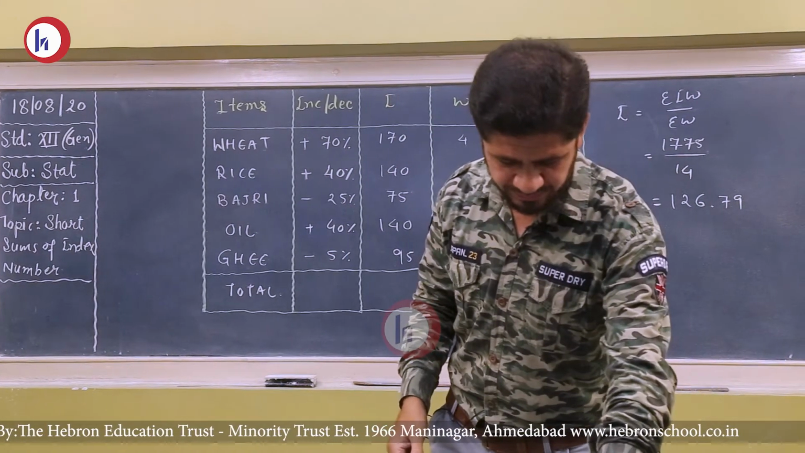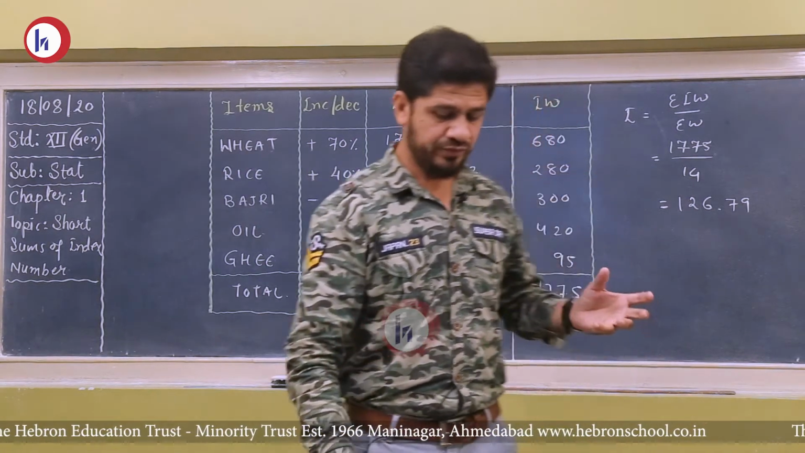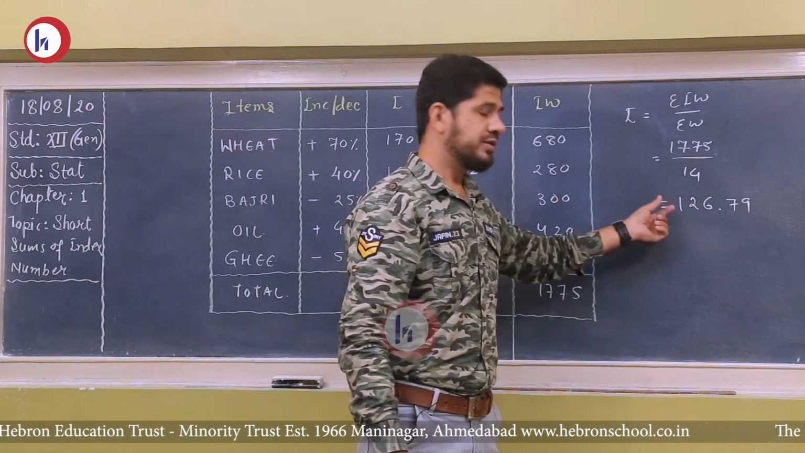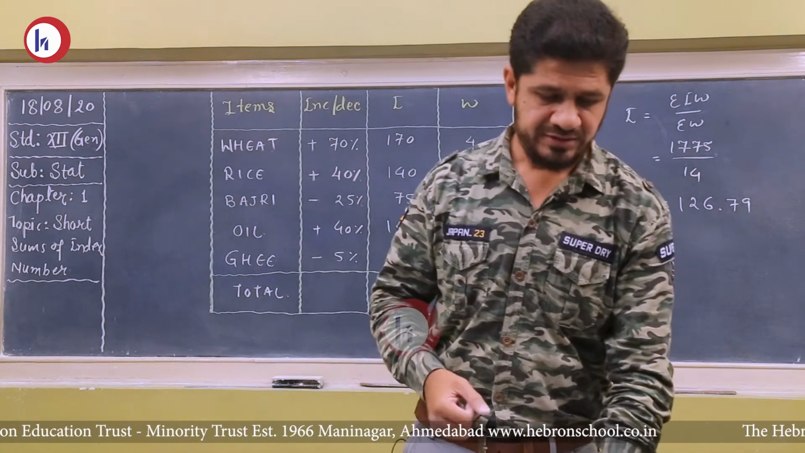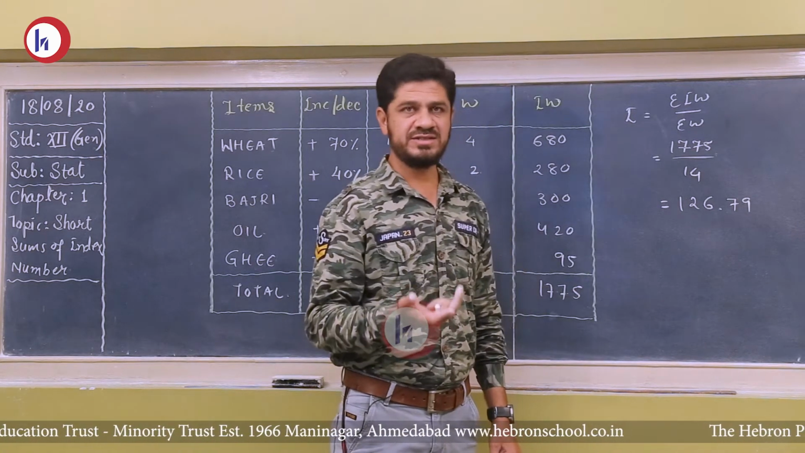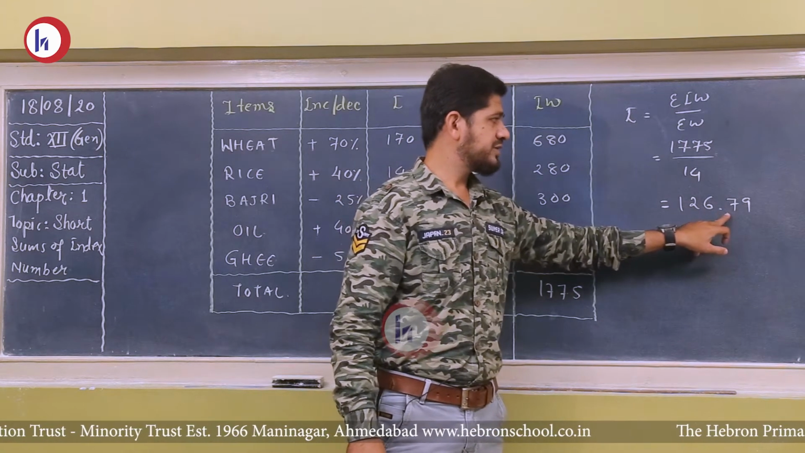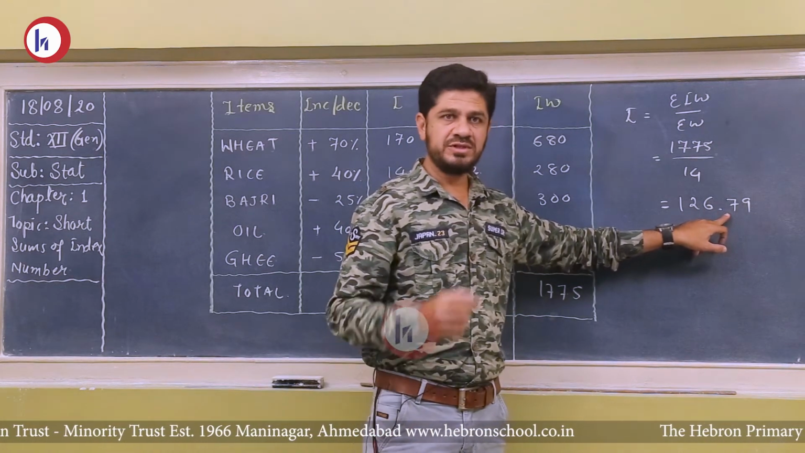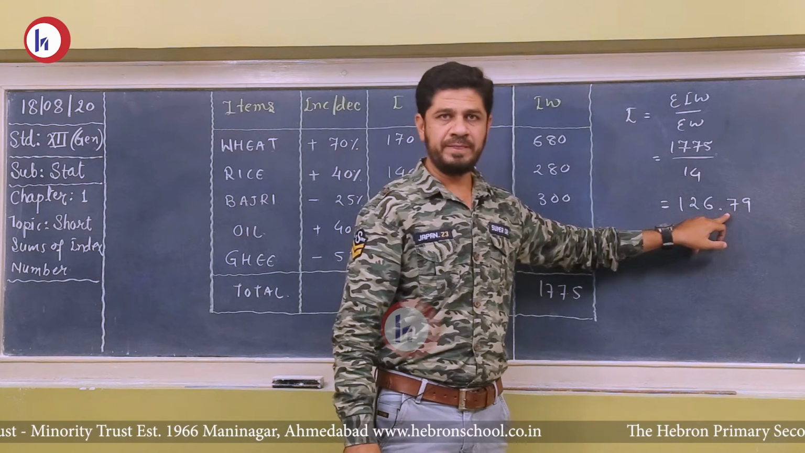Now find the price index number of the group. So we have found the index number of the items and interpret it. Any value above 100 is a rise or increase. Now 26.79% increment on the basis of the base year.